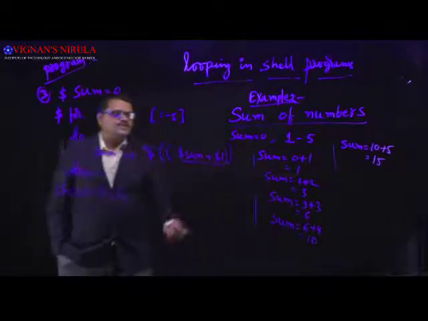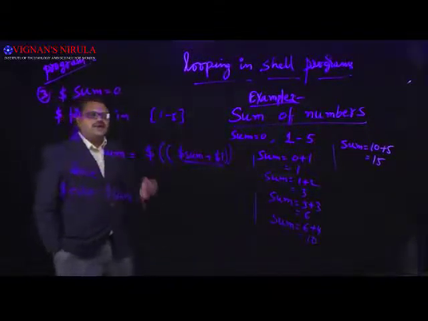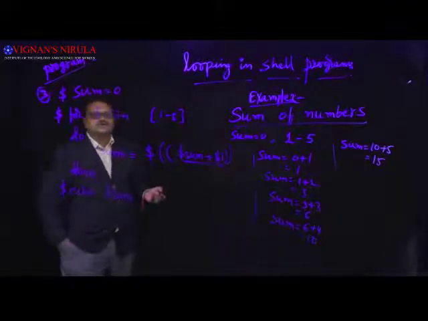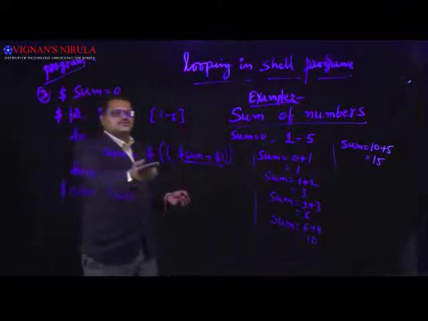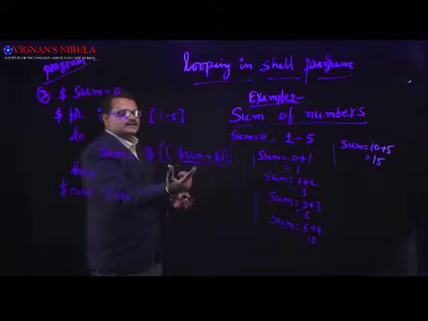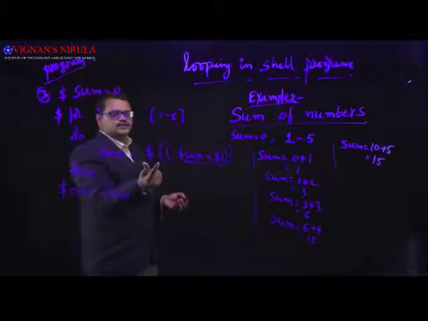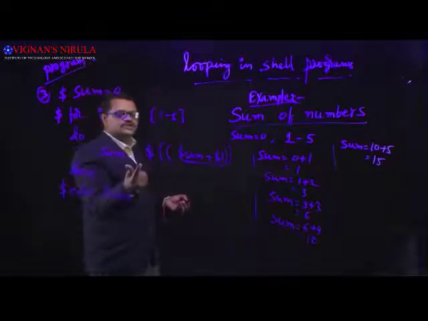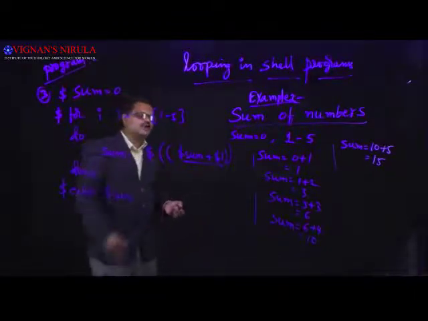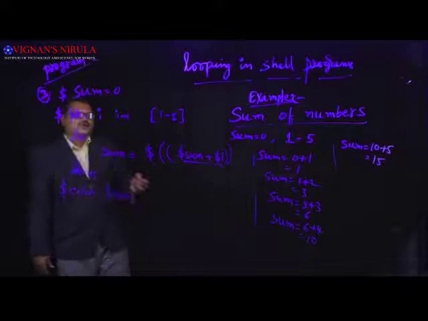Here they are not using any backticks or any commands because it doesn't require them. So we simply put the sum plus I within the double brackets and place the dollar before it. That means the value is stored. Each time the partial sum is stored into the variable called sum, and we compute the final sum.